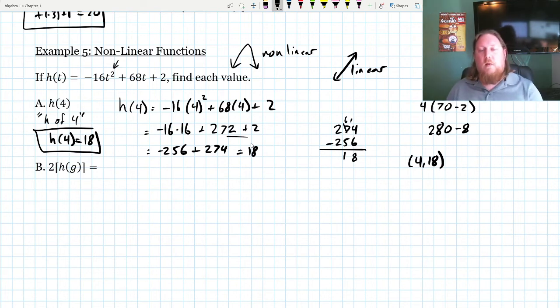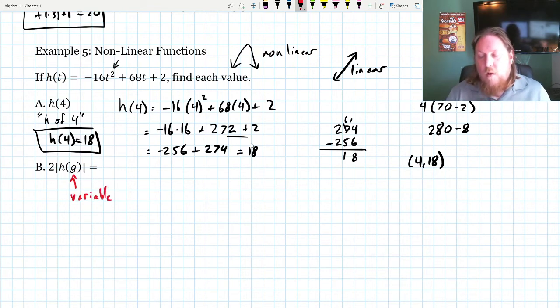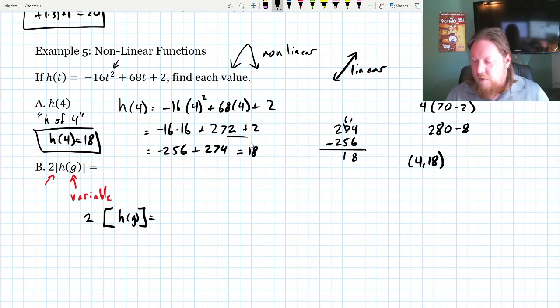The next one's a little bit more confusing. What's happening here, instead of plugging a number in, we're plugging in a new variable. So we plug it in just like the number, but now it's going to be a variable. And then we're going to multiply 2 times whatever this whole thing is. So 2 times h of g. So let's do the h of g part first. All that's happening is everywhere where there was a t before, there's now going to be a g. So negative 16 g squared plus 68 g plus 2.